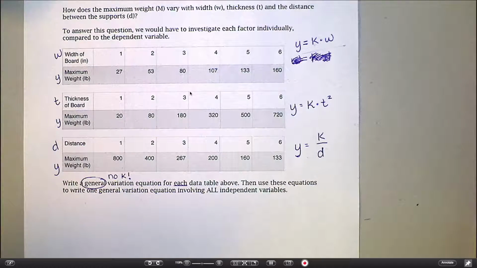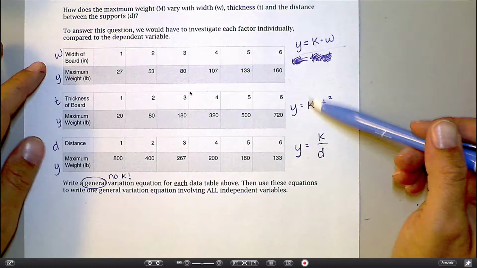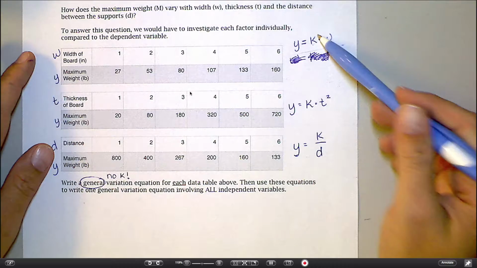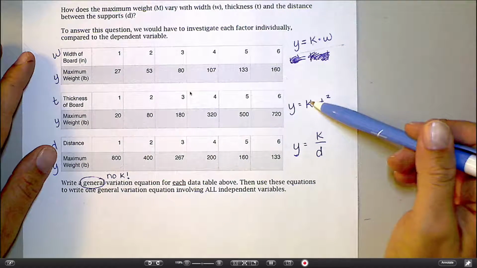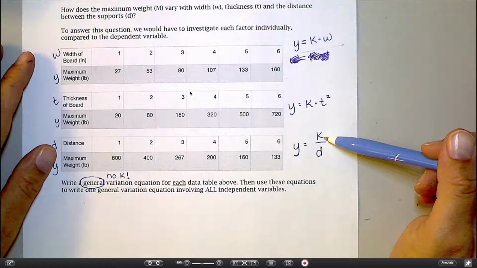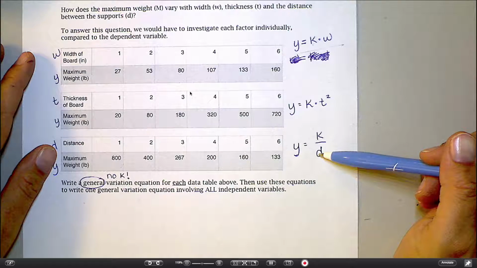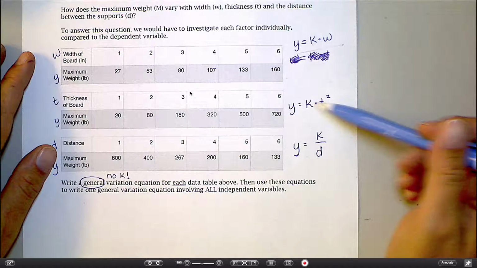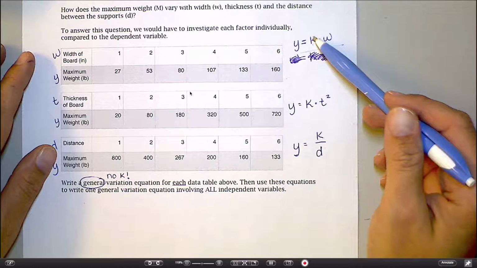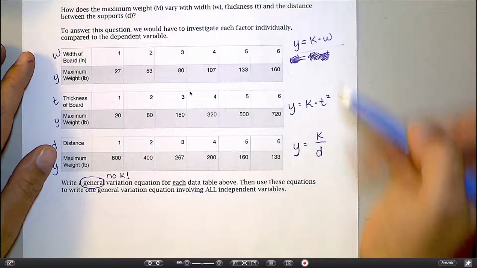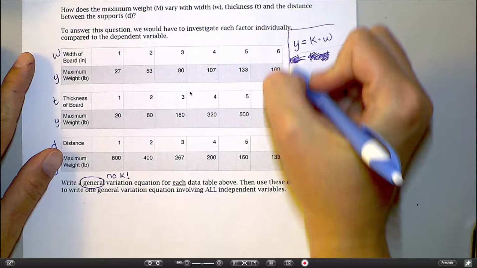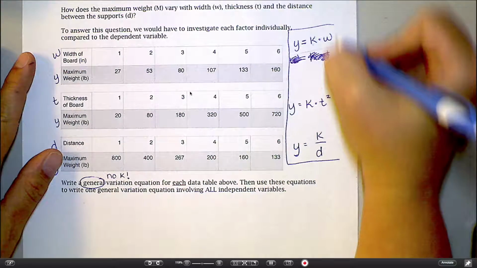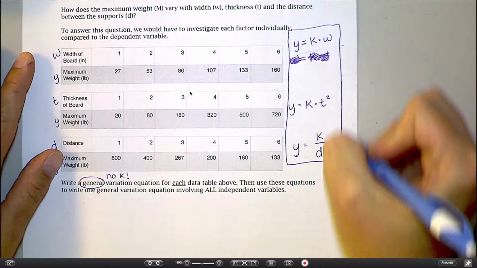The thing is, each one of these k values, even though I used k for all of them, would be a different k value, because there's a different relationship between the distance and the weight than there is between the thickness and the weight. So instead of solving for multiple k values, I'm going to combine all of these into one monster mutant equation. And here's how that's going to go.